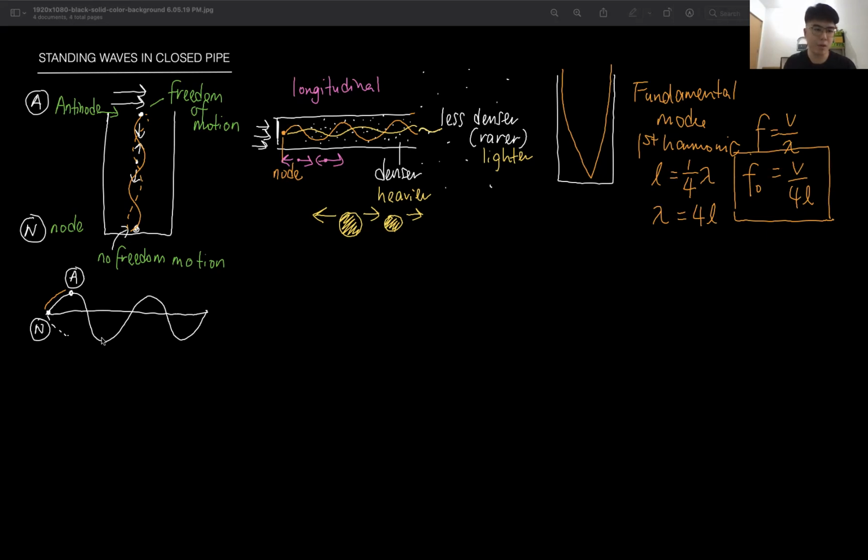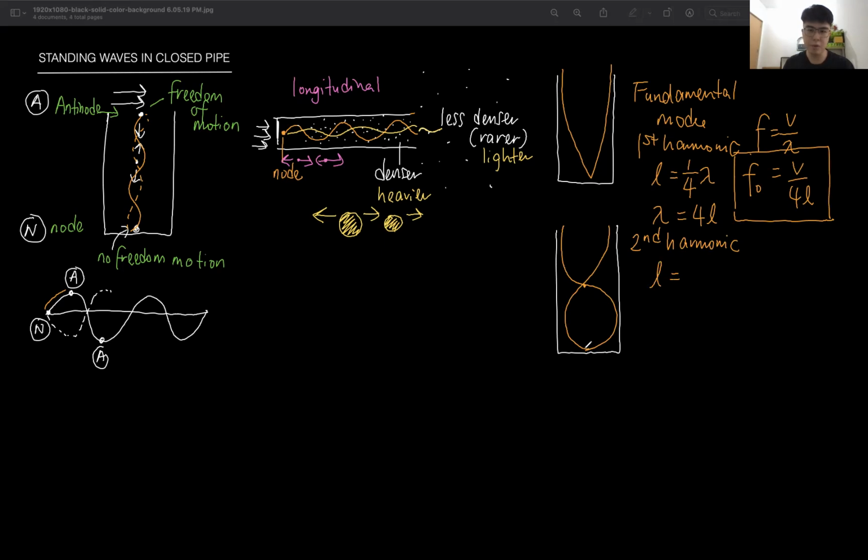The next one, you go to the next antinode over here, and this is one loop and half a loop. There's a node in the middle, right? So one loop and then half a loop. You get something like this, and this is the second harmonic.